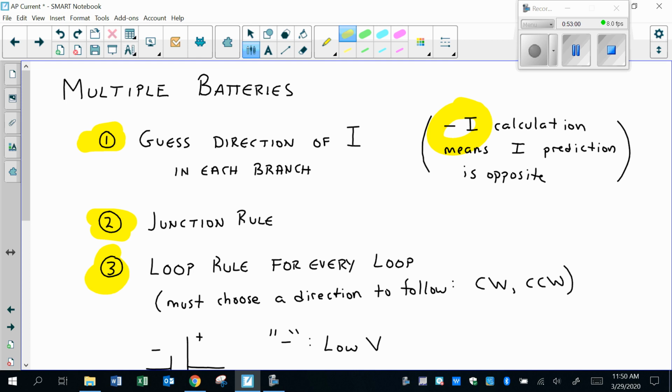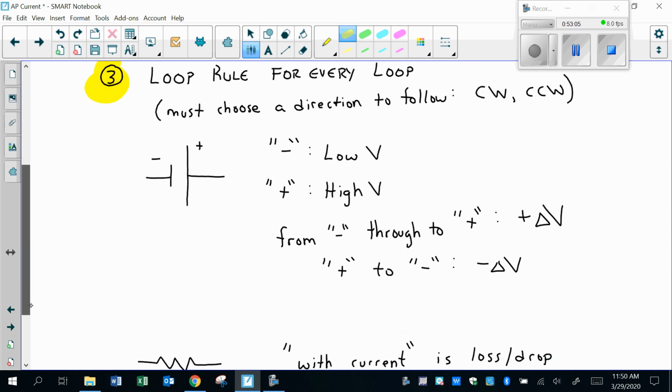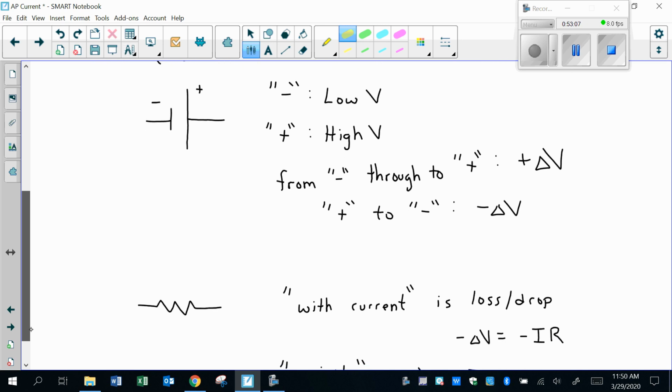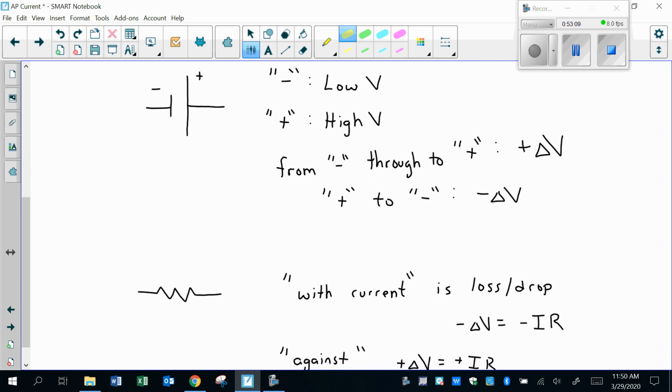So you choose your direction, clockwise versus counterclockwise. And the last thing you got to consider is how you're going to gain or lose your potential, because the loop rule deals with potential. So in looking at this right here, this is a battery. Negative is always the low end of the battery. Positive is always the high end of the battery. So if I have my current going this way, my current is going from the low point negative to the high point positive. My battery is giving me a positive voltage.